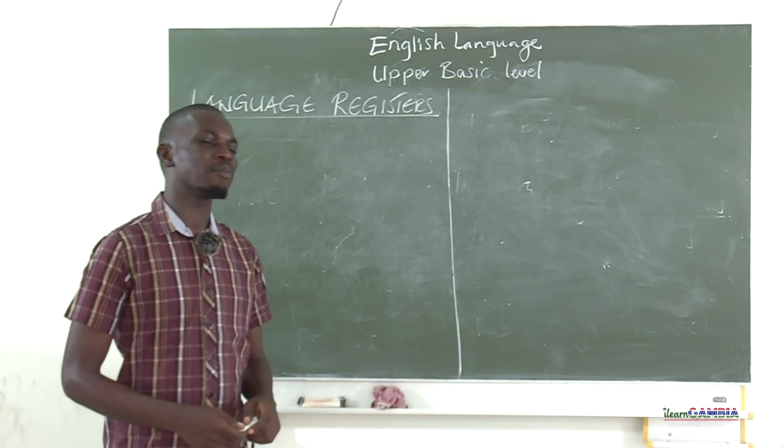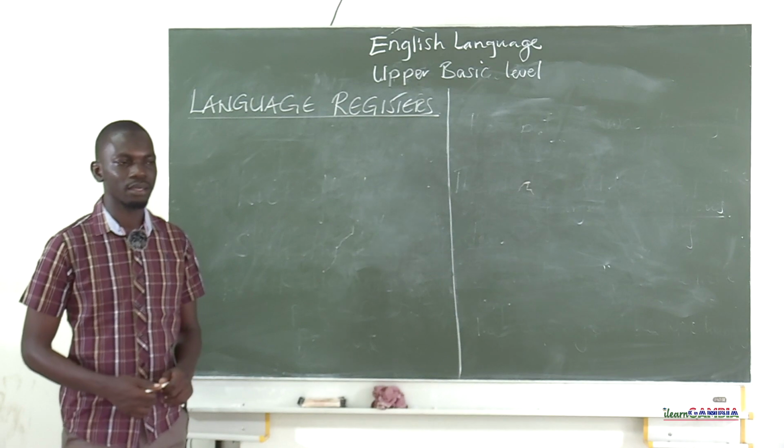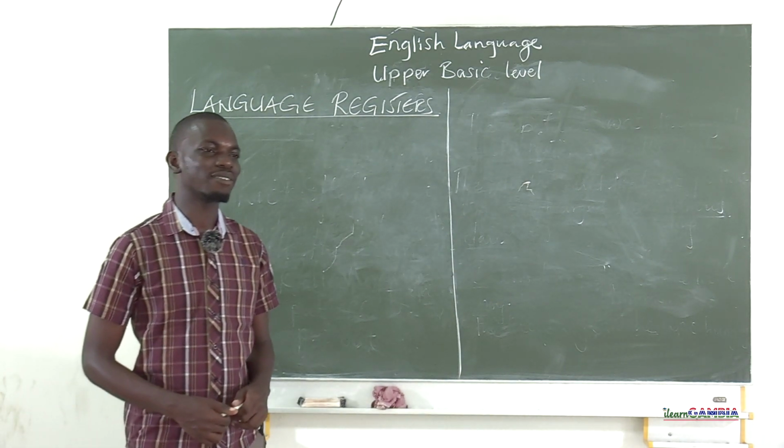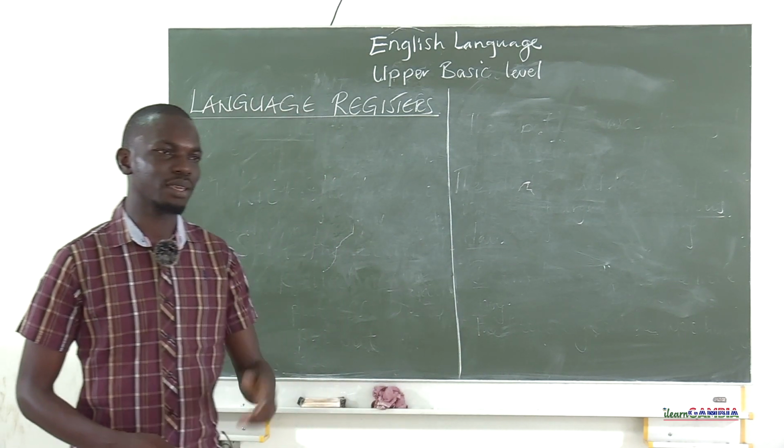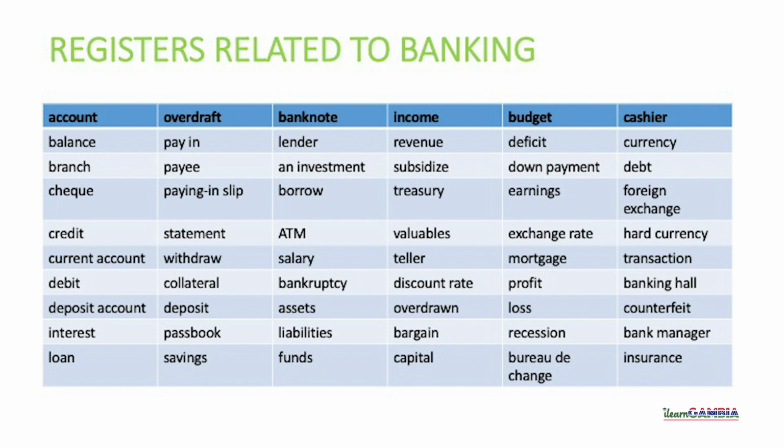Now, when it comes to money and banking, you also have a whole lot of vocabulary used, that forms registers. Now, here are some examples. Account, okay, you have an account with the bank. Balance means the amount of money left in your account. Branch, the bank has so many other branches. Check, credit, current account, debit, deposit account, interest, loan, overdraft, okay?